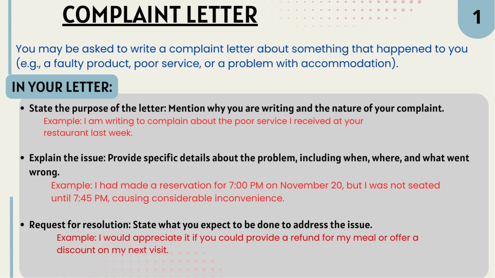After mentioning that, the second thing that you have to cover is to provide specific details about the problem, because without that the reader will not be able to identify what problem, when and where it happened. So make sure that you answer questions like when, where and what went wrong. For example, I made a reservation for 7 p.m. on 20th November, but I was not seated until 7:45, causing considerable inconvenience. This makes sure that your problem has been explained in detail with the right words.